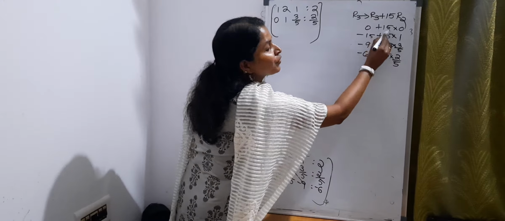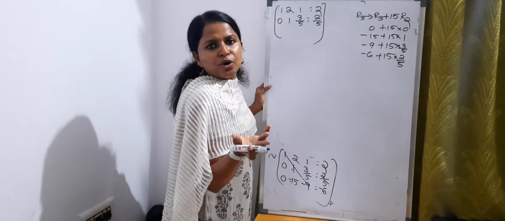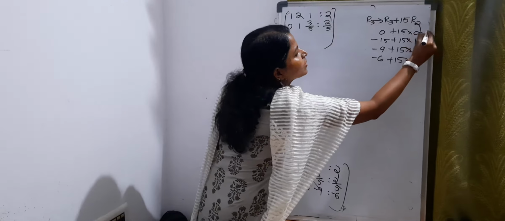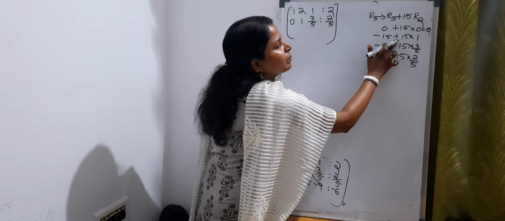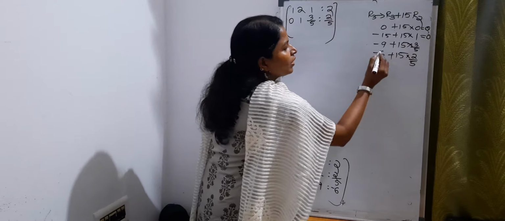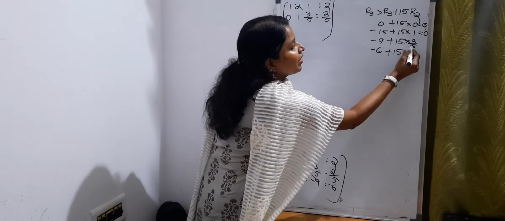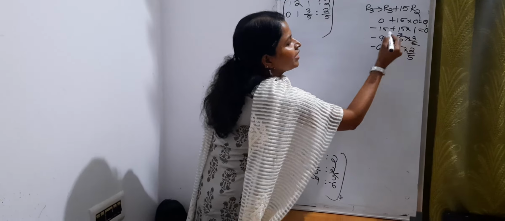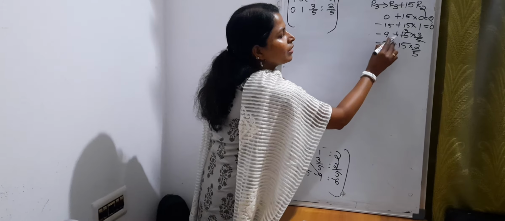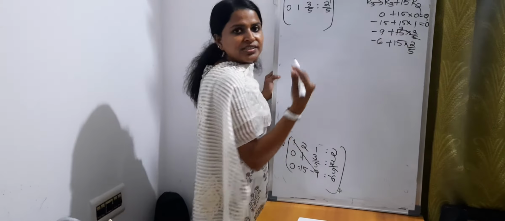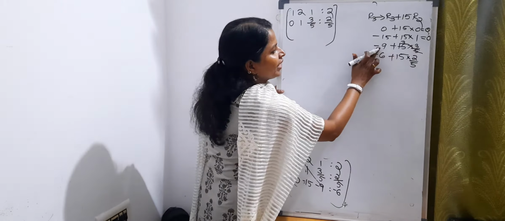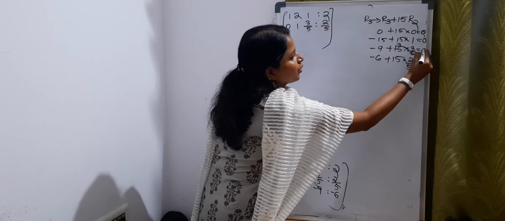Listen, 0 plus 15 into 0, 15 into 0 is 0. 0 plus 0 is 0. Then minus 15 plus 15 is 0. Here, listen, this 5, 15, here 3. That is minus 9 plus 3 into 3. What is 3 into 3? 9. Minus 9 plus 9 is 0.